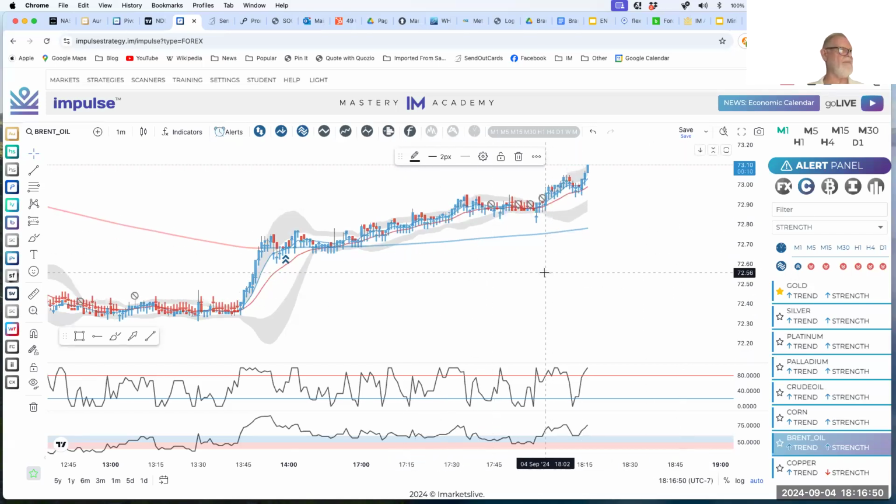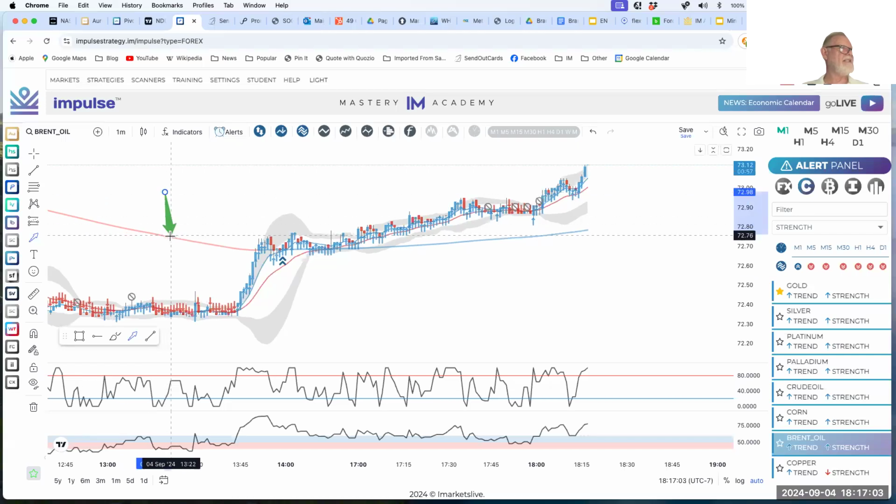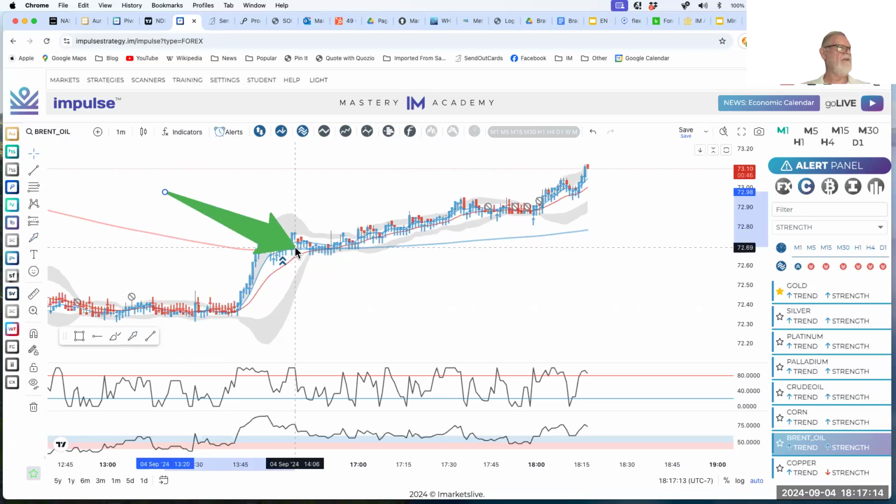We can go on any other pair, any other commodity. We can go on gold. We can go on any of these. But what we're seeing here is our first trend line, our first indicator is obviously this line here. This is our trend line. If it's red and the candles are underneath it, we're in sell mode. If it's blue and the candles are above it, we're in buy mode. So that's our first indicator.